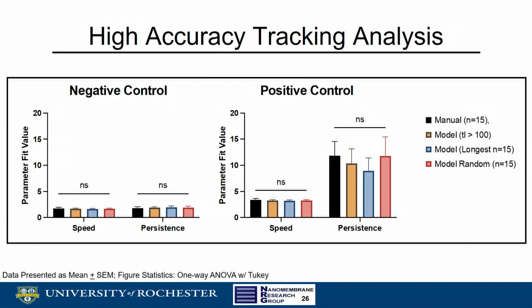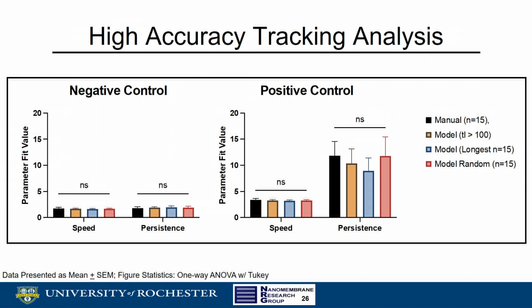So then when we talk about assessing the accuracy of our tracking, what we did was we compared both speed and persistence across our negative and positive control and multiple groups generated from our model. The first group that we created was all trajectories with a track length greater than 100 frames, or 400 seconds. The second group of the analysis utilized the longest 15 tracks created by the model. Remember, 15 was the number of neutrophils that were manually tracked. And then lastly, we took 15 random tracks.